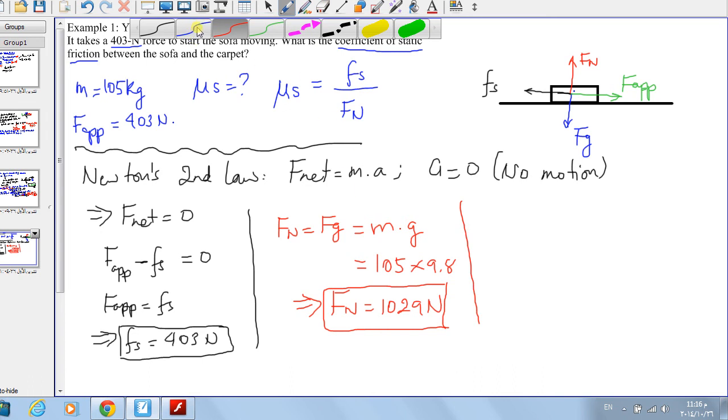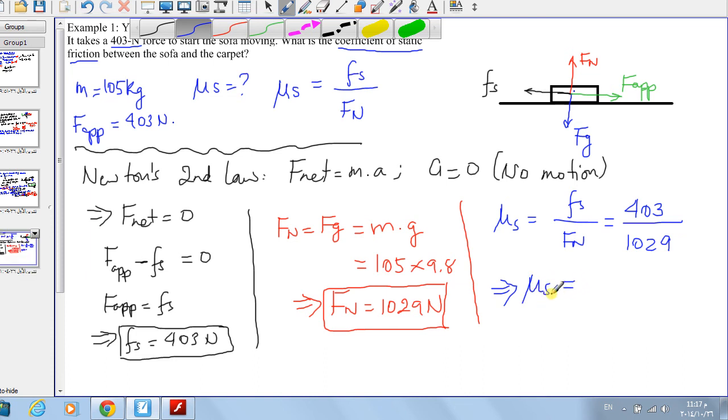Okay, so now I can find mu s. Now I get back to this formula. mu s is equal to Fs over Fn. So it's 403 over 1029. mu s is 0.39, approximately 0.4. What's the unit? Newton? No. No unit.